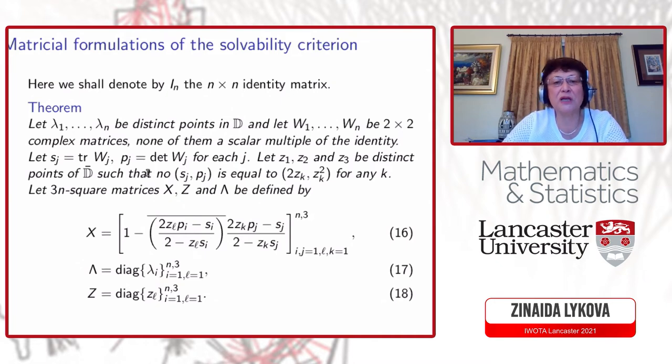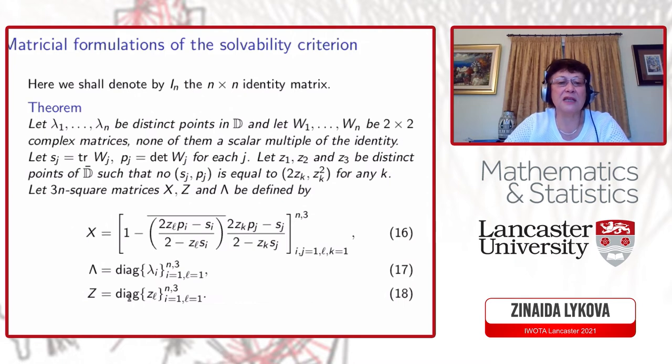We have distinct points in Z, and complex 2 by 2 matrices with the condition that none of them is a scalar multiple of the identity; take trace and determinant. Take distinct points on Z such that we already ask that Sj, Pj are distinct from 2Zk, Zk squared. And let's put it in the data. So if you remember, the Pick matrix had, if you have positivity, then you can have a solution. Of course, we don't have a Pick matrix here, but we can put data.